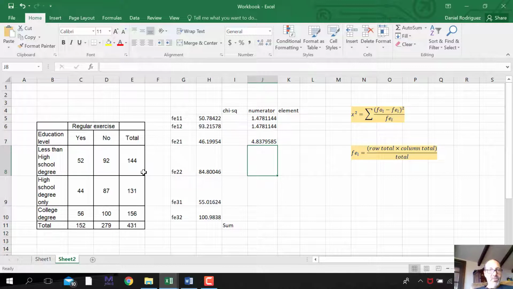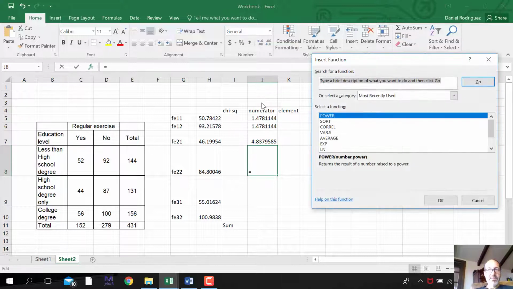Okay, and then the next one is you need cell D9, right? D9 right here. This is our cell 2, 2. This is row 1, row 2, column 2. So let's do power again.